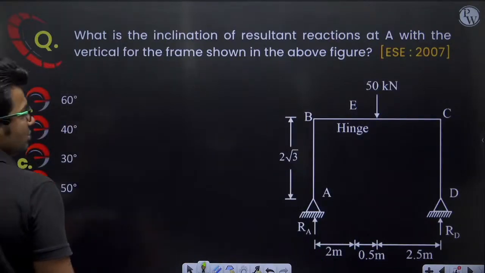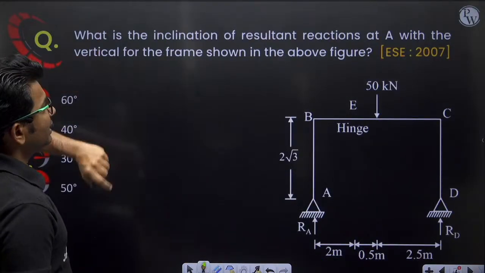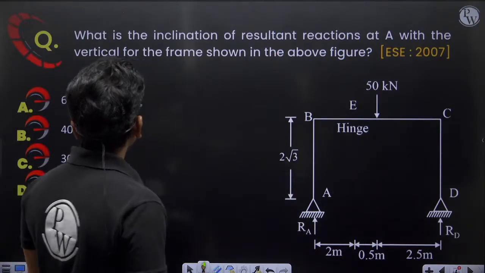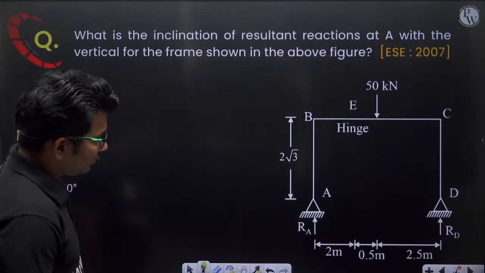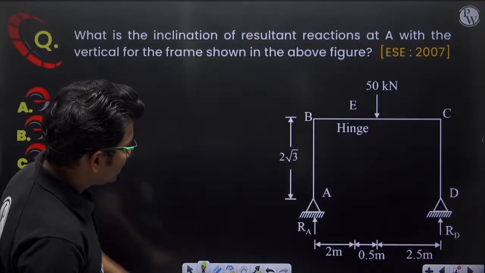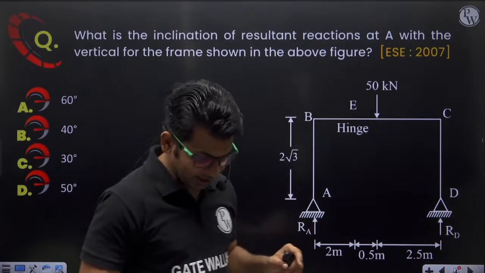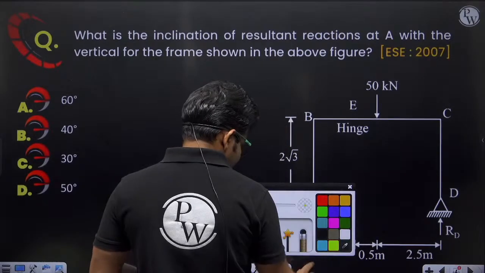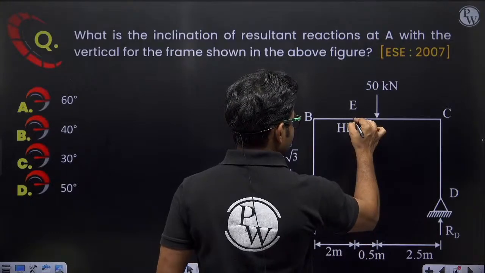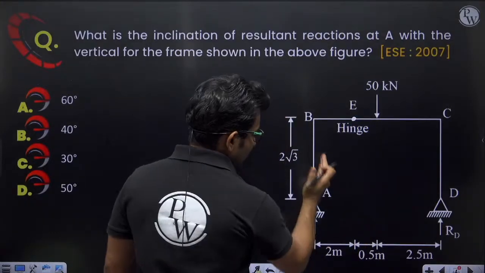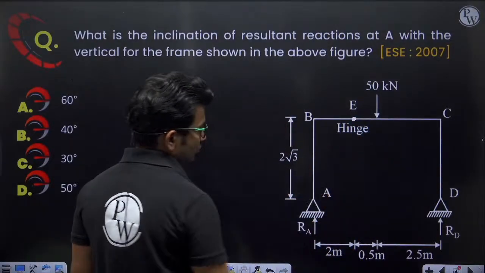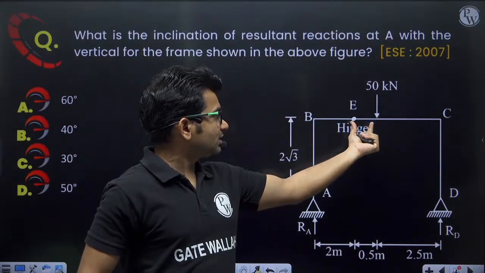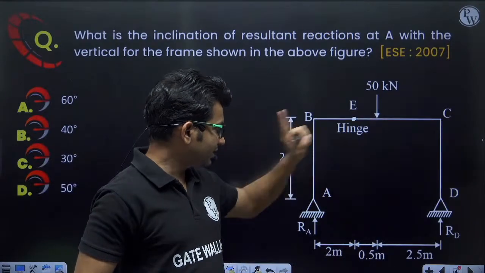Next question on your screen: what is the inclination of the resultant reaction at A with the vertical for the frame shown in the above figure? Now here there is a hinge somewhere at point E. At point E there is a hinge. The distance of this hinge is 2 meters. So this BE distance is 2 meter and this distance is 0.5 meter as shown here.